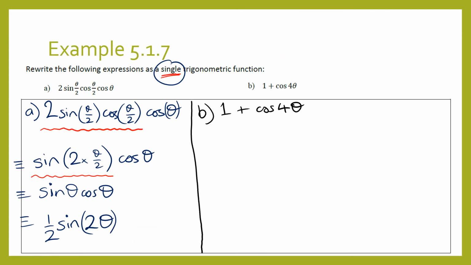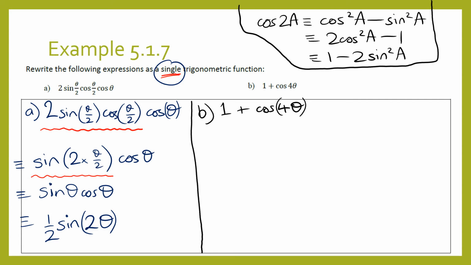Part B, same task, write it as a single trig function. This time we've got 1 plus cos of 4 theta. If you want to, you can put brackets around the angle. You don't have to. So 1 plus cos of 4 theta. Please pause the video, have a go, see if you can simplify this all the way down to a single trig function.